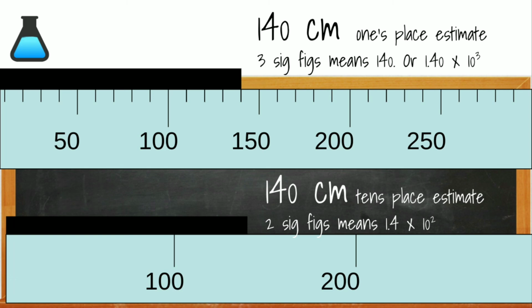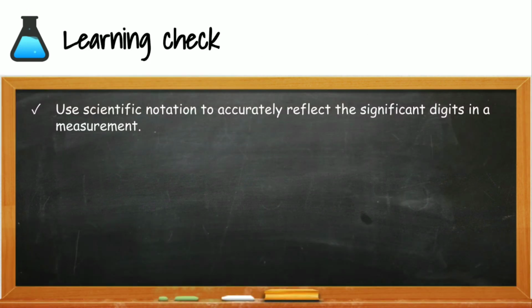All the numbers of the coefficient are the significant numbers. So 1.40 has 3 significant digits. Now, for the next measurement, we can either write it as 140 with no decimal point, making that 0 insignificant. Or more clearly, we can write it in scientific notation as 1.4 times 10 to the second power. So although mathematically they have the same quantity, in science they have different meanings because they convey a different amount of precision on each instrument. So by now you should be able to use scientific notation to accurately reflect the significant digits in a measurement.